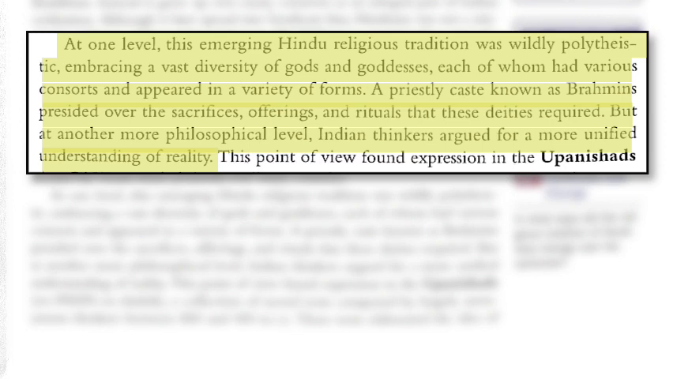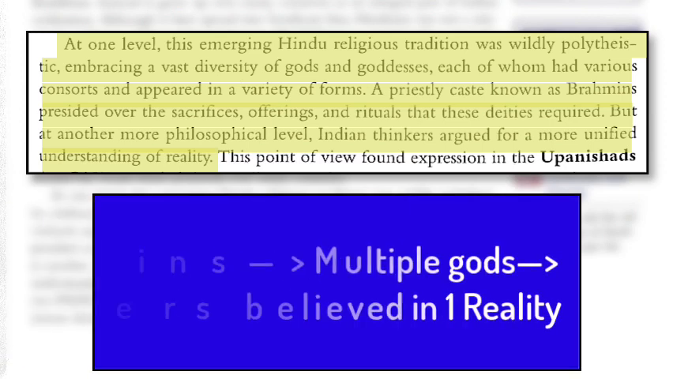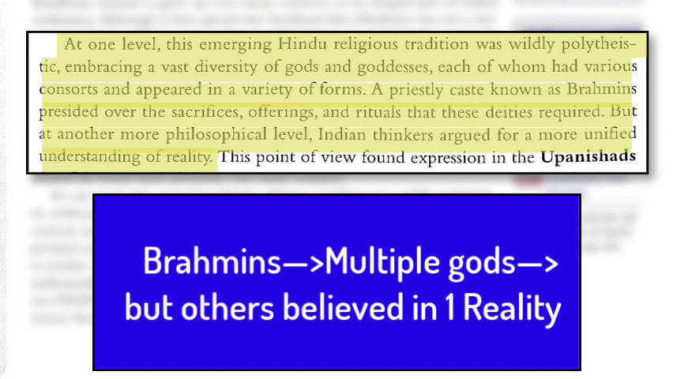Now that's a lot of information. How do I summarize that and make it concise? Well, what I can just say off of that is Brahmins believed in multiple gods, but others believed in one reality. Notice I paraphrased, made it into my own words, made it concise for my long and short-term memory.